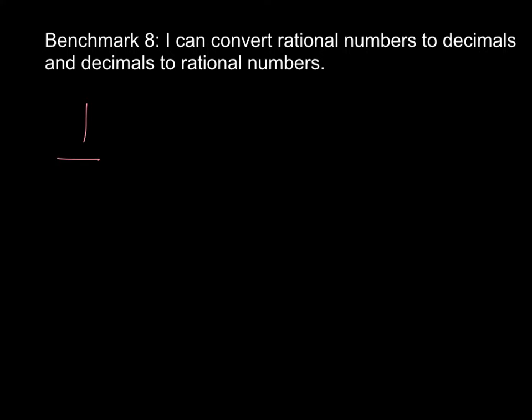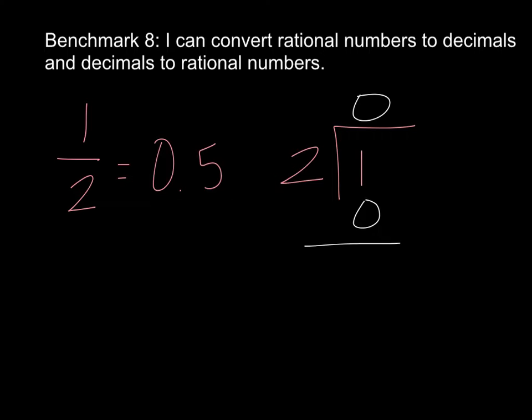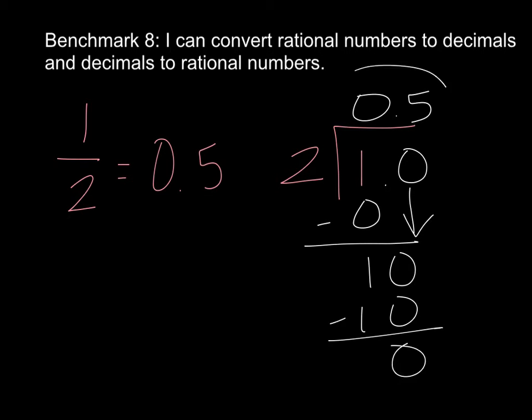For example, 1/2. We should know that that's 0.5 as a decimal. We can find that by doing 1 divided by 2. 2 goes into 1 0 times. And then we just do long division. 2 goes into 10 5 times. And so 0.5 is 1/2 as a decimal.